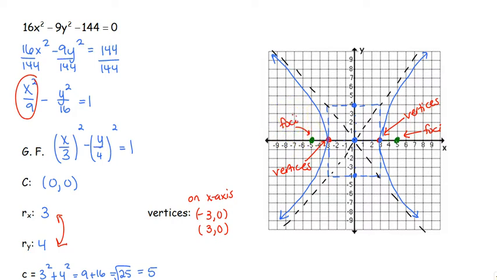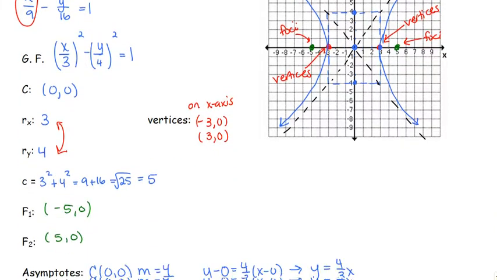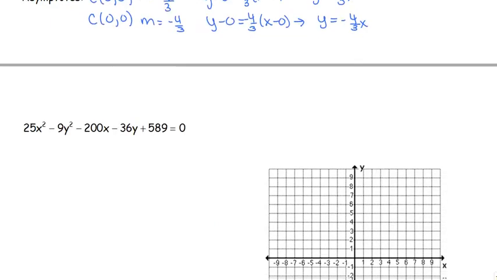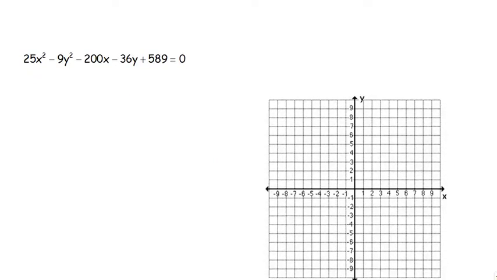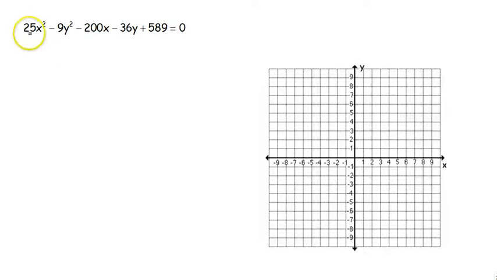Alright, so let's go ahead and move on to our next one. Turn your page over. Our equation this time is just a little more difficult. We've got 25x squared minus 9y squared minus 200x minus 36y plus 589. Again, we want to complete the square, so we're going to group our x's together and our y's together. And we're going to move that number to the other side, so a negative 589.